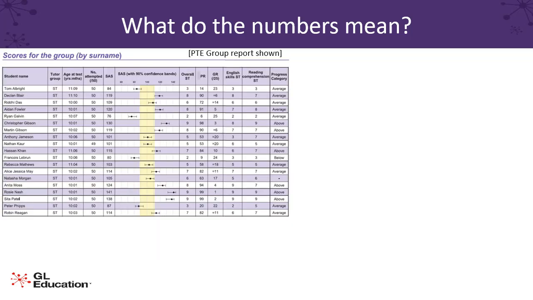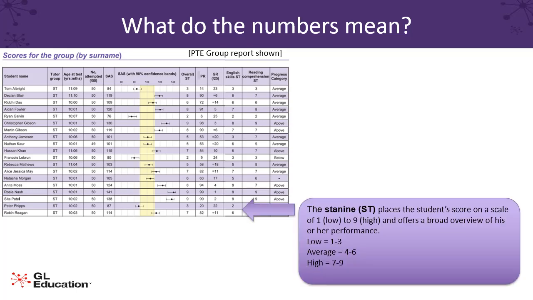Still looking at the group report for teachers, there are some other important metrics in the report. The Stanine measure is a simplified scale offering a broader overview of a student's performance. So students in Stanines 4, 5 and 6 sit in the average range, for example.